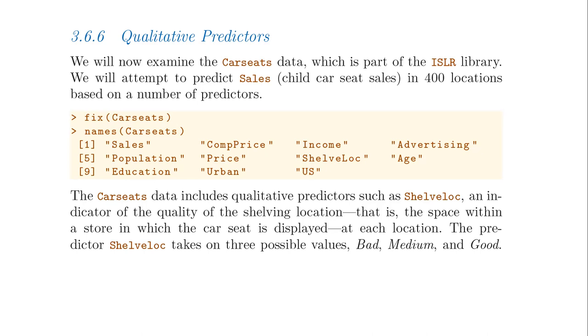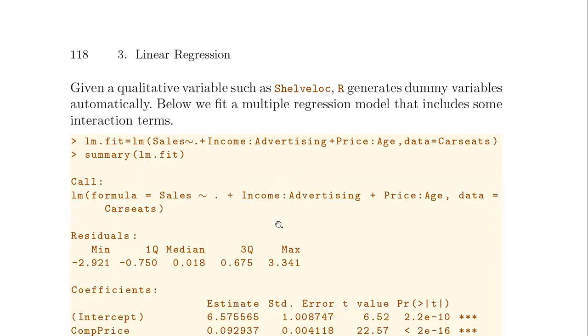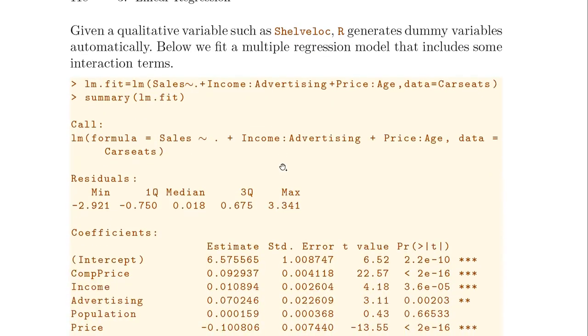The predictor shelf location, and this is qualitative, right? Takes on 3 possible values: bad, medium, and good. Given a qualitative variable, such as shelf location, R generates dummy variables automatically. And I wonder what dummy variables means in this context. Below we fit a multiple regression model that includes some interaction terms. So let's have a look.